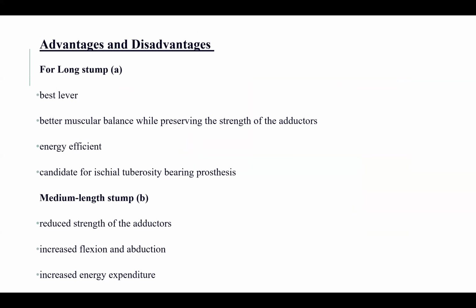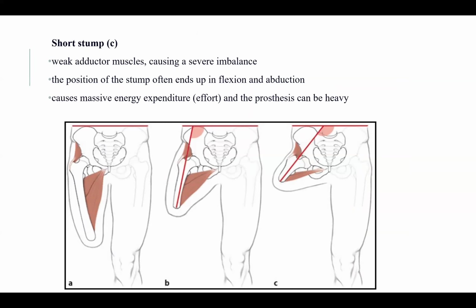In a medium stump, there will be reduced strength of adductors, so there will be increased flexion and abduction, and increased energy expenditure. In a shorter stump, there will be weak adductor muscles causing severe imbalance, and usually the stump will lead into flexion and abduction. So the patient may require massive energy expenditure and the prosthesis will be heavy and unsuitable for the patient.